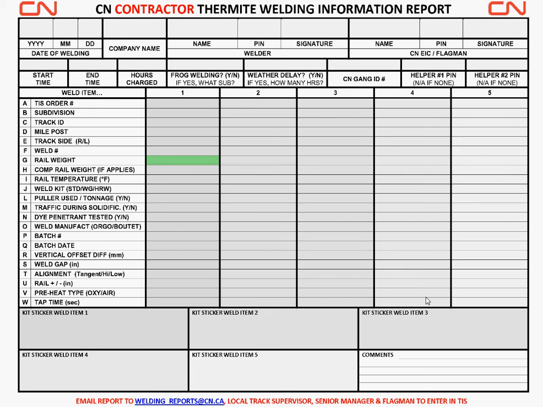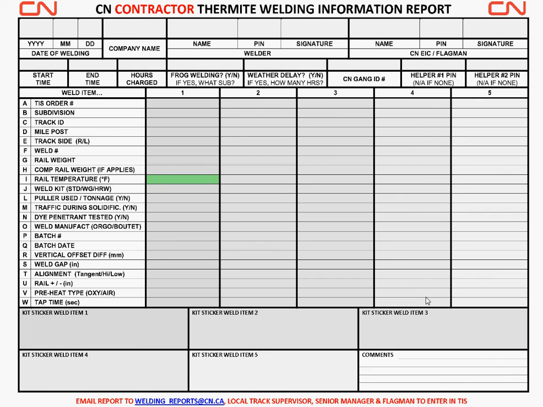Rail weight. This is the weight of the rail that you weld on. You do not put what kit you are using for the weld. It is the rail weight. If you are using a comp rail, please put the comp rail weight in.